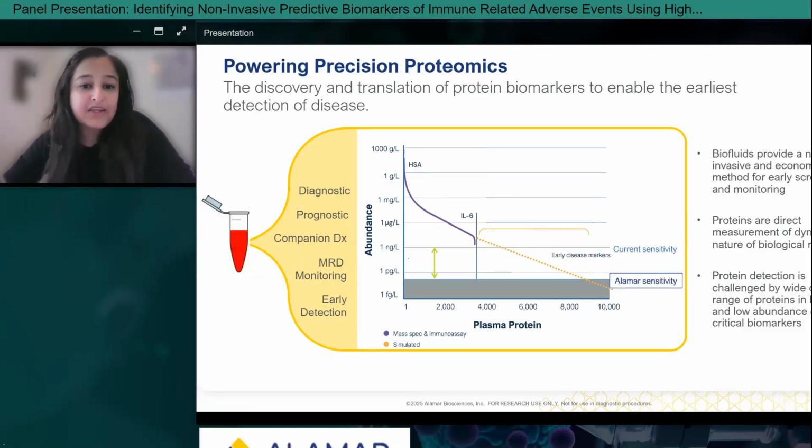Current methodologies like mass spectrometry and traditional immunoassays work well for detection of high abundance targets, but they have limited sensitivity for detection of the lower abundance mediators that are some of the key signaling mediators involved in disease pathogenesis and progression. And this is really where Alamar comes in. Our mission is to power precision proteomics by developing highly sensitive proteomic tools that can interrogate the proteome at a deeper level to identify novel markers of disease pathogenesis and to inform the future of precision medicine.